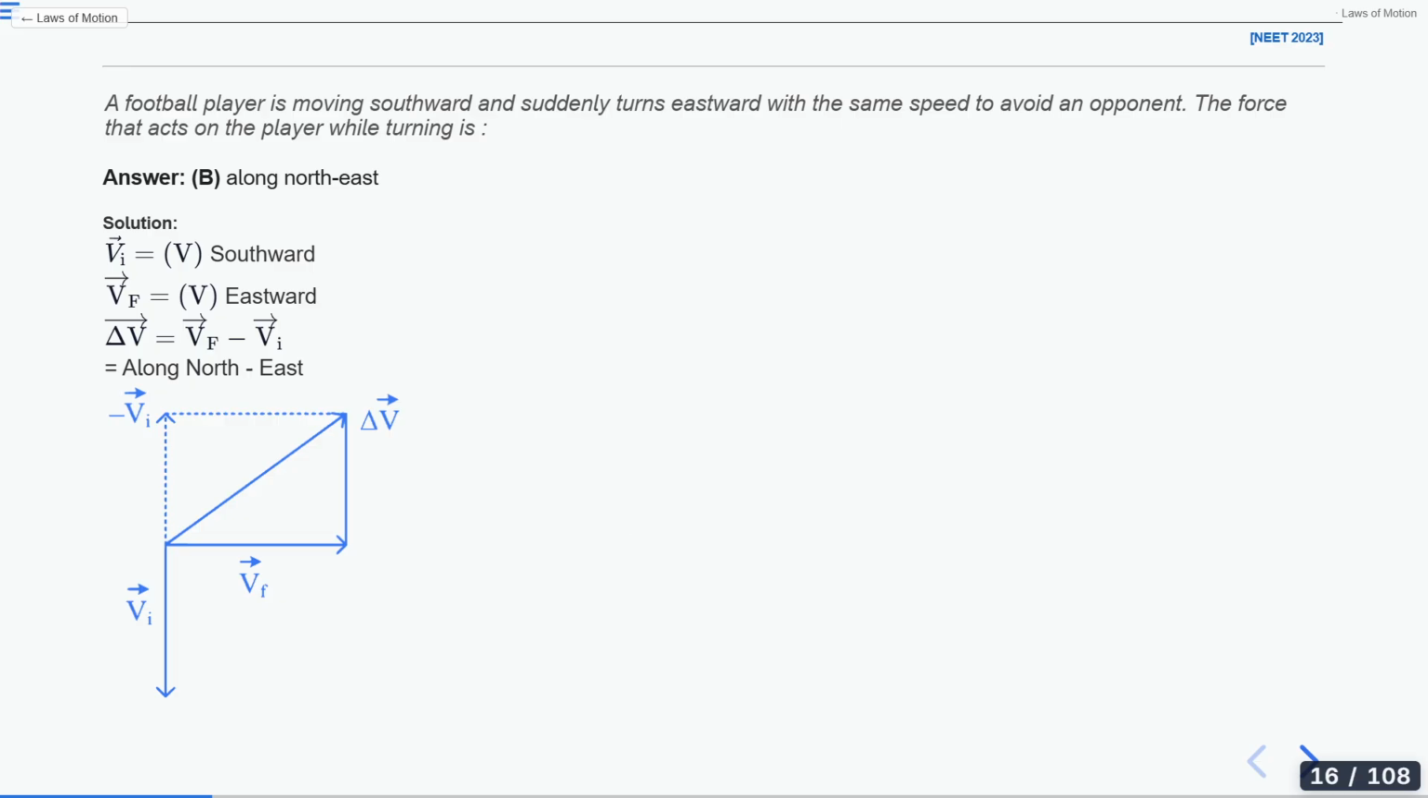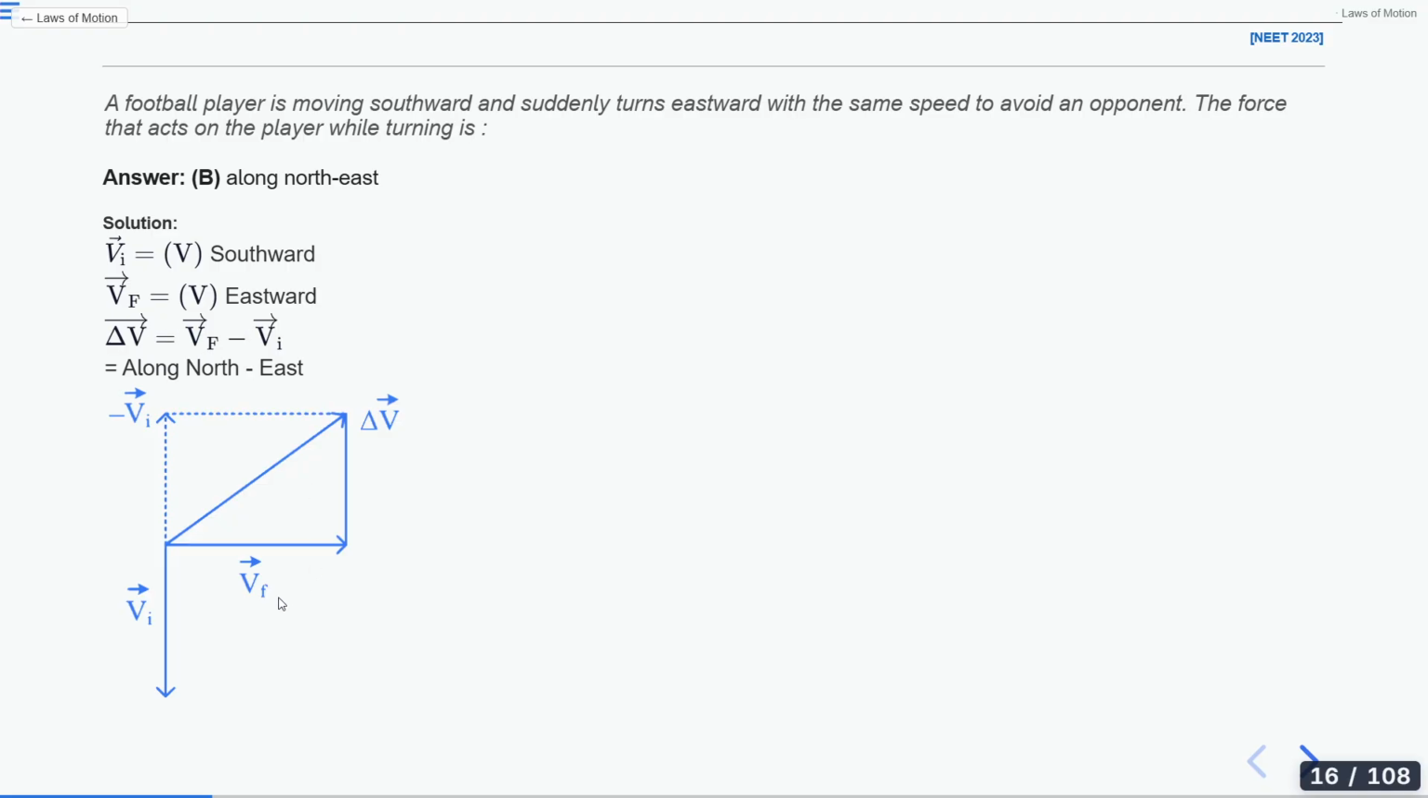So force has the same direction as the change in momentum, and change in momentum has the same direction as the change in velocity. So if somehow I find the direction of change in velocity, I can find the direction of change in momentum, and finally the direction of force. So I will find the direction of change in velocity.